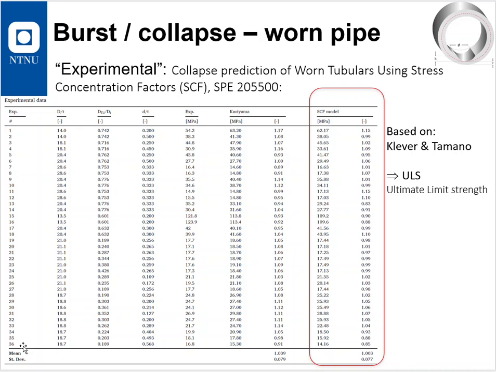It's 36 actual collapsed pipes that were mathematically calculated compared to their real collapse values, and as you see, the accuracy is quite impressive. Yeah, you'll find all of this in the SPE paper up here on top.